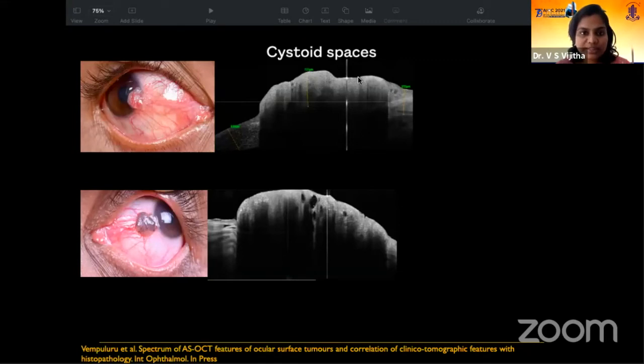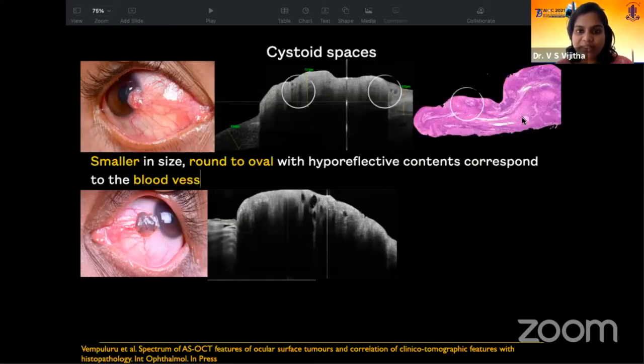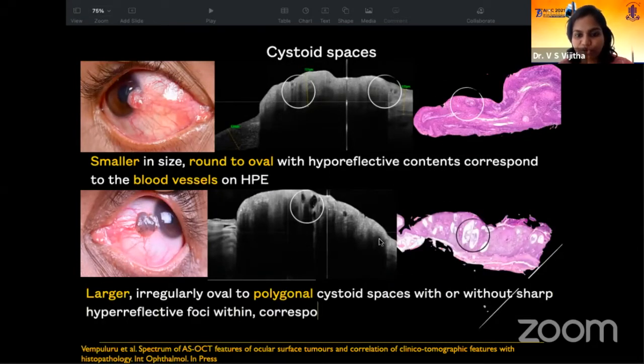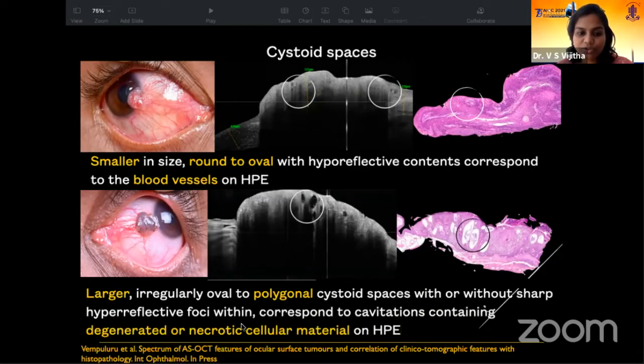Cystoid spaces. Though these were characteristically described in conjunctival nevus, and a pigmented lesion can be confused with one in the absence of keratin. Cystoid spaces in OSSN can be of two types, those which are small and hyporeflective, and these correspond to blood vessels within the lesion. They can also be larger and polygonal with hyperreflective foci within, and these correspond to necrotic cellular material on histopathology. Now, either of these can be seen in invasive and intraepithelial disease.